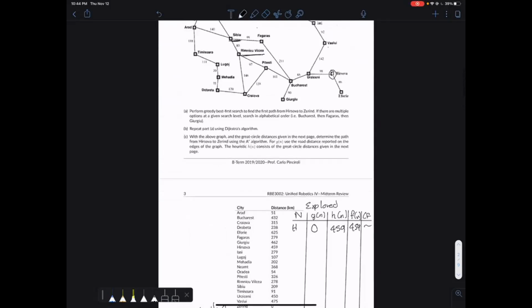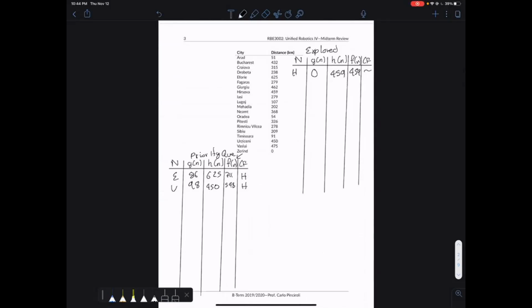Okay. Cool. That is that first step of the algorithm. So we're going to continue this again. We're going to choose the lowest cost node. In this case, it's going to be node U because U has the lower F of n. So we do U: 98, 450, and F of n of 548. And that came from node H. So let's pop that out of our queue here.